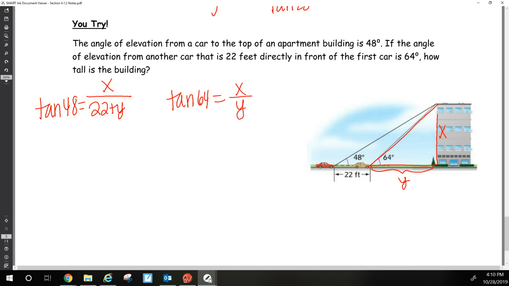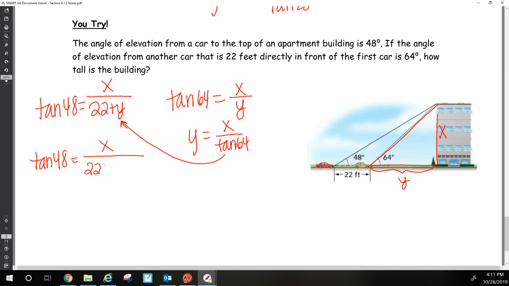Now we are trying to figure out what x is, and we've got these two equations. I'm going to go ahead and solve this one for y. So y would be x over tan 64. And again, I'm not going to plug that into a calculator. First of all, it's two different variables. But second of all, if I plug it into a calculator, it gives me an approximation error. So I'm going to take this y here and plug it in here. So my equation becomes tan 48 is equal to x divided by 22 plus x over tan 64.